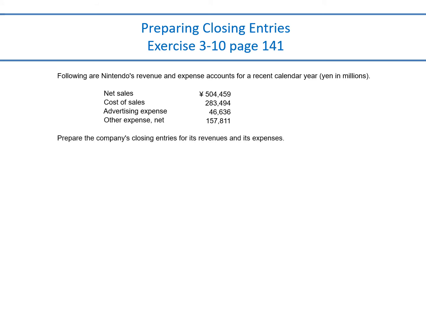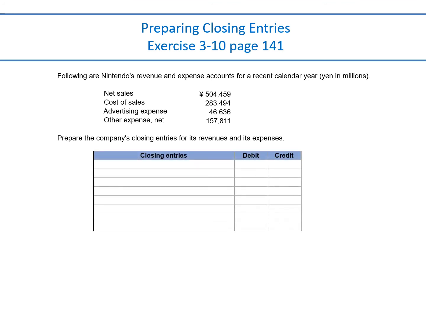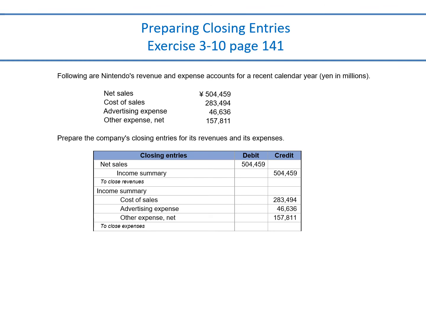Okay, so if we're going to prepare the company's closing entries for its revenue and expense accounts, remember we use that income summary account. So we have net sales of 504, that's a credit balance. In order to close it, we need to debit net sales and credit income summary. Our cost of sales, advertising expenses, and other expenses are all debit balances, right? So to close those, we're going to debit income summary and credit all of our expense accounts.